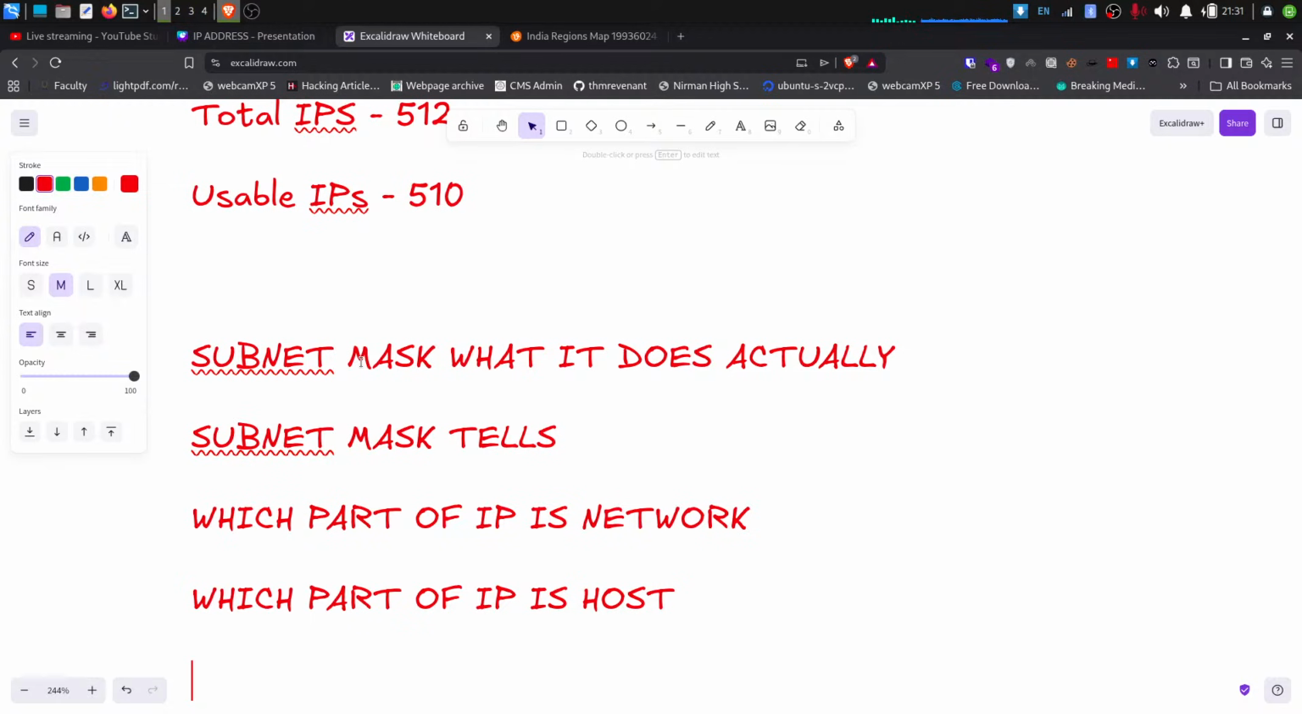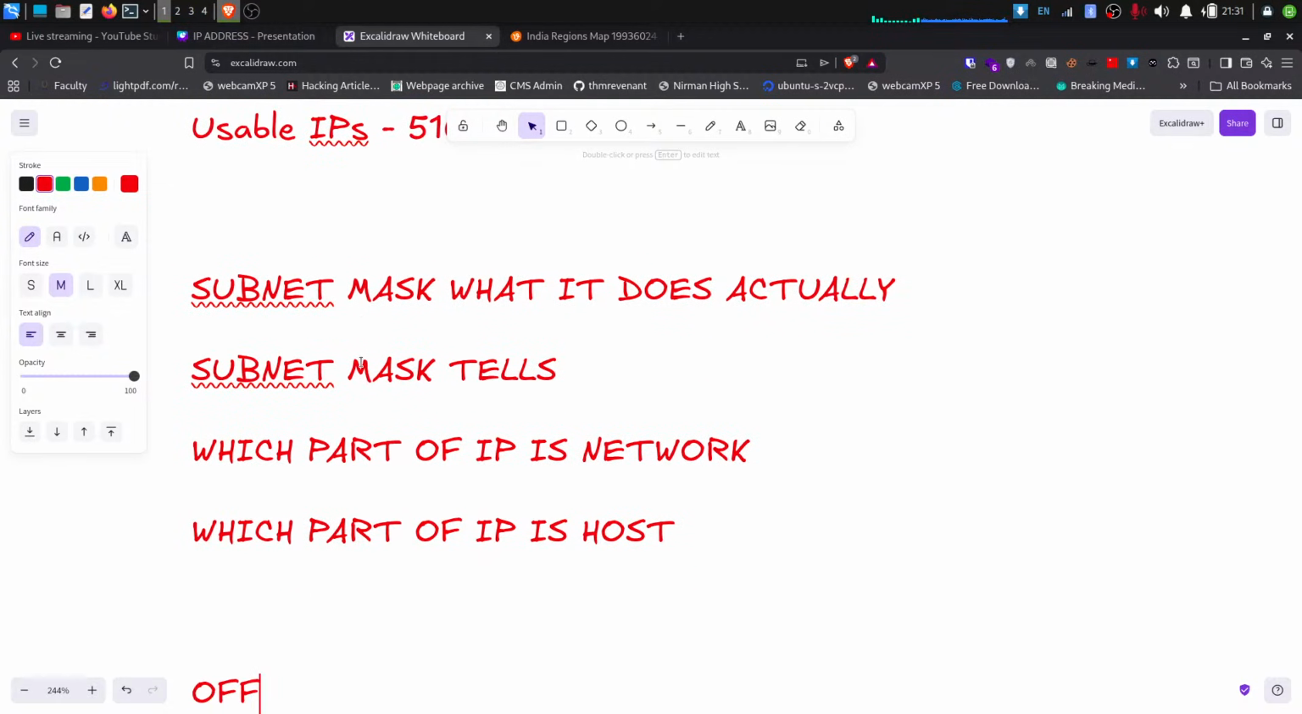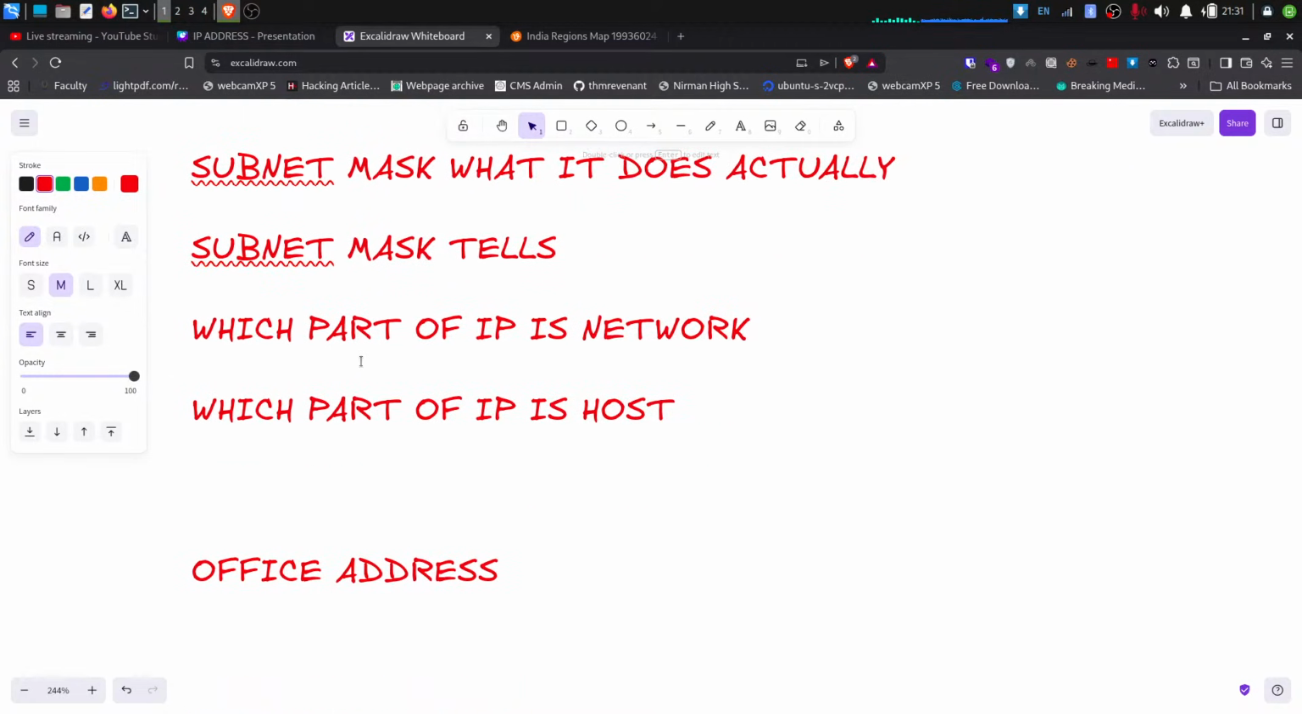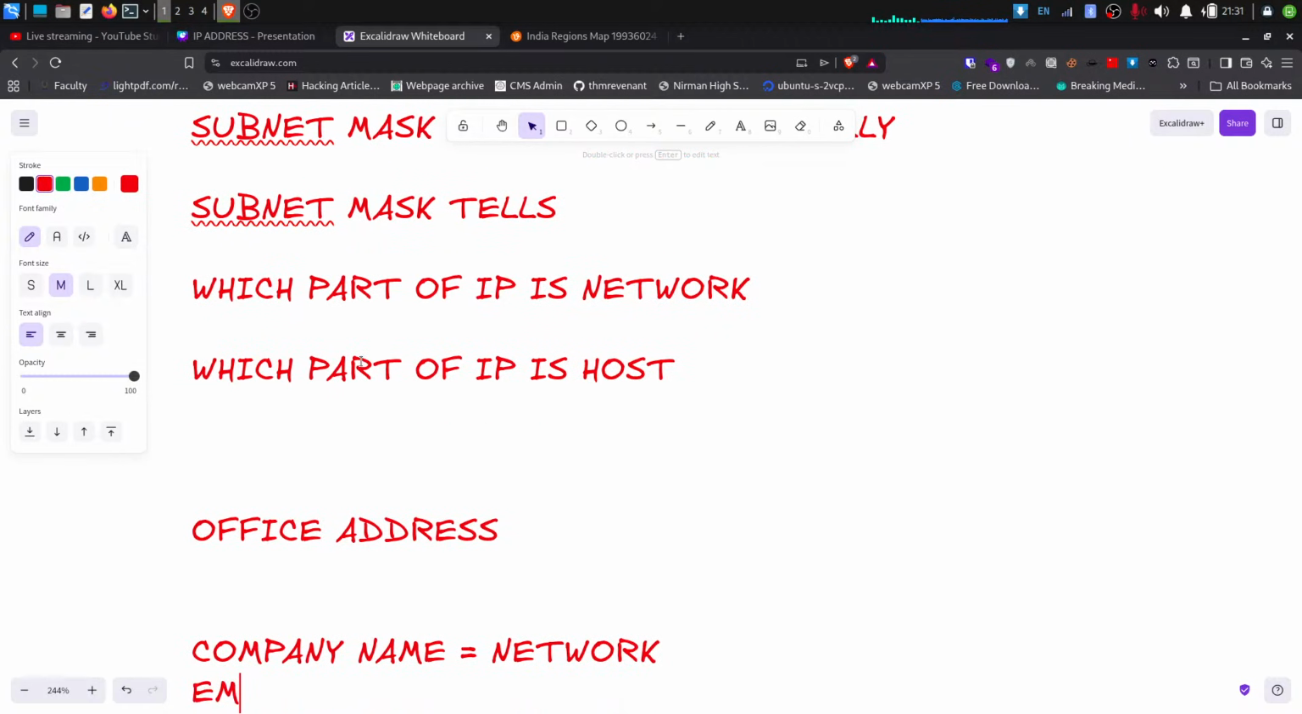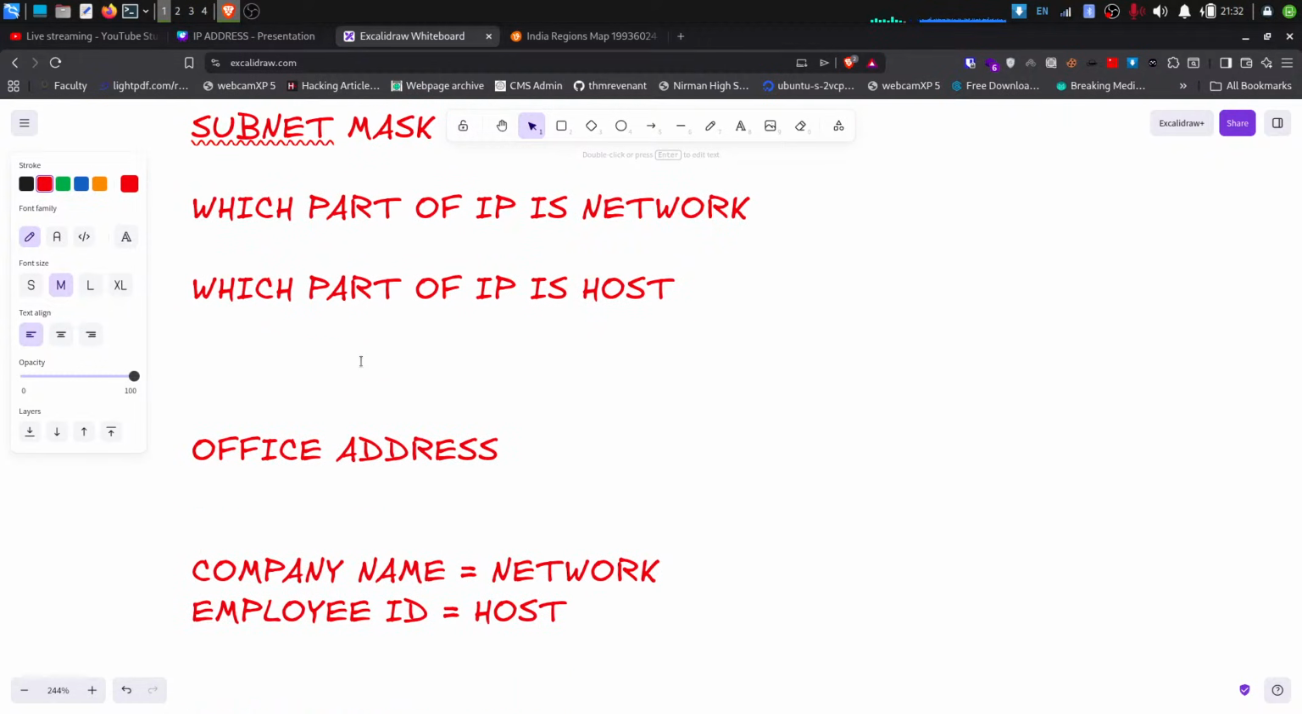It's that simple, right? For example, you guys go to office and we have an office address. So the company name would be the network, and the employee ID would be the host. Now, this subnet mask draws a line, okay? And we are already done with this example.